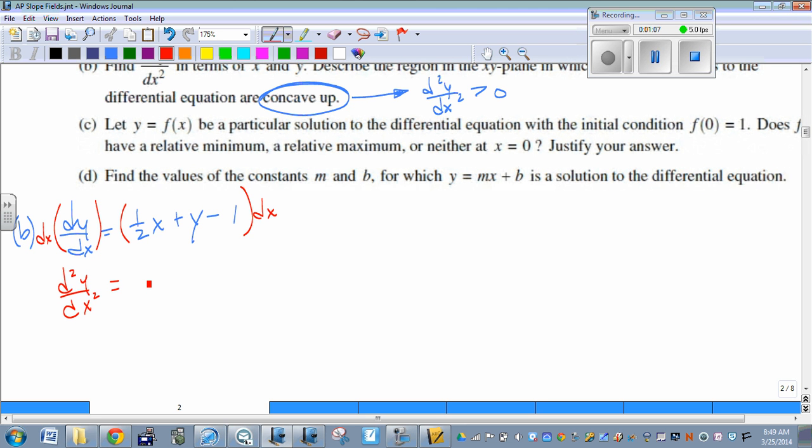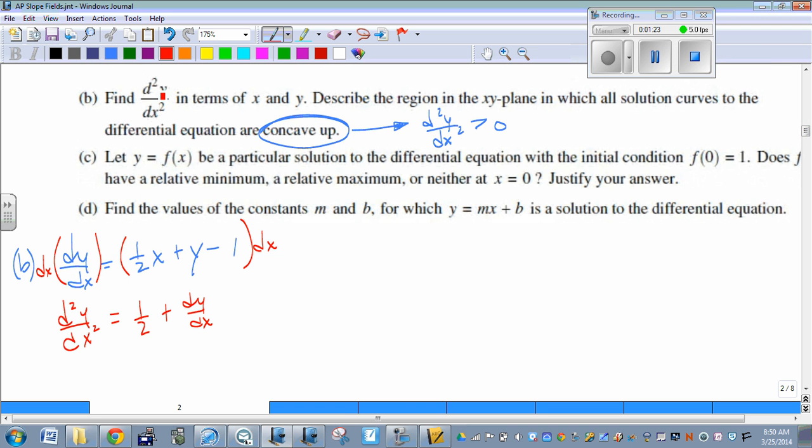Over here, the derivative of 1/2 x is just 1/2. The derivative of y is just 1 dy/dx. And the derivative of negative 1 would be 0. But remember, in the directions here, it says we want to find the second derivative in terms of x and y. That means this dy/dx doesn't cut it. We can only have this in terms of x and y. We can have numbers, but this dy/dx is not going to be acceptable.